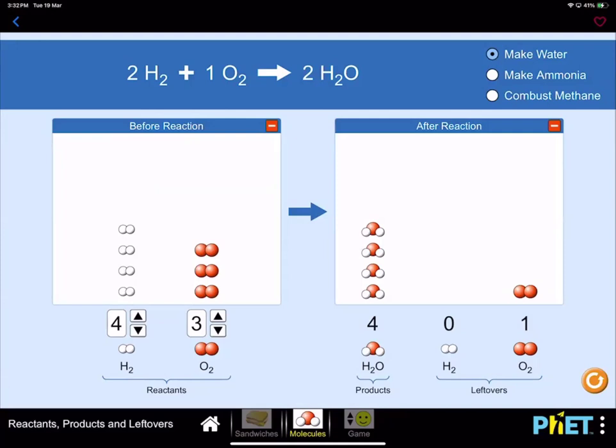Yes, sir. Okay. Now again they become the perfect ratio. But if I remove 1 more oxygen, now hydrogen becomes excess and oxygen becomes limiting.